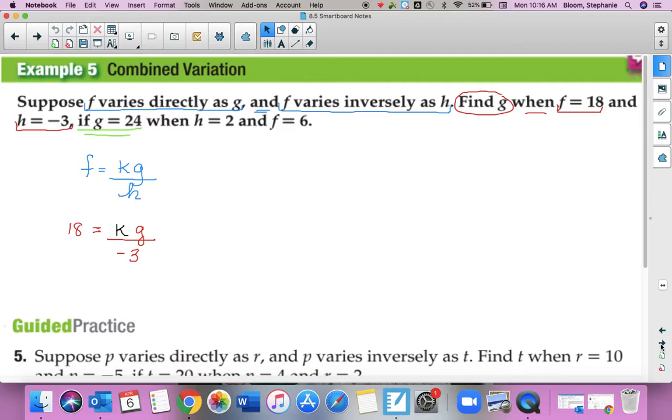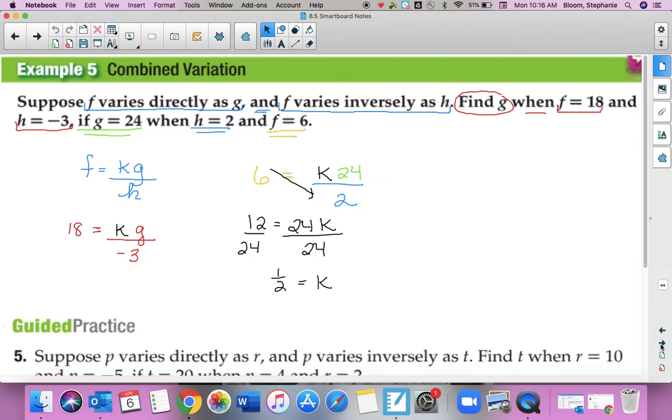So I'm going to go over here and look at this. If g is 24, when h is 2 and f is 6, well, now I can solve this equation. So again, I'm going to cross multiply. So 12 would equal 24k, and then I would divide by 24. So k is going to equal 1/2.